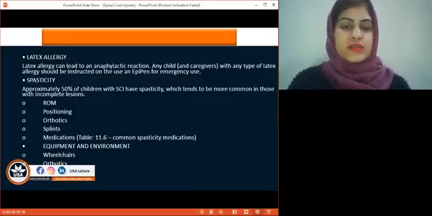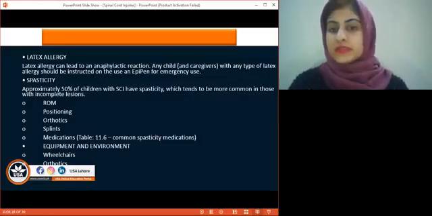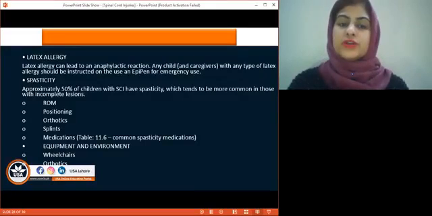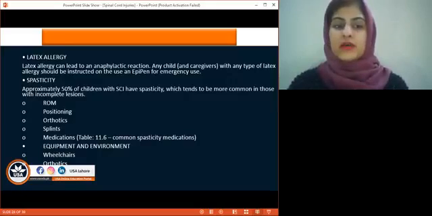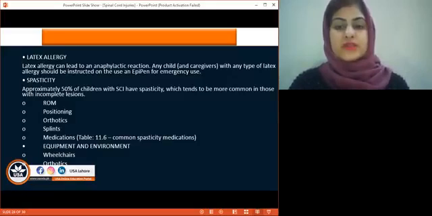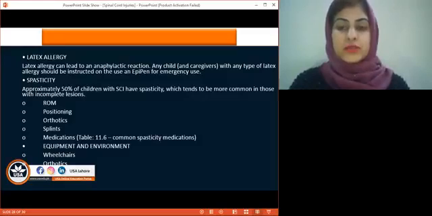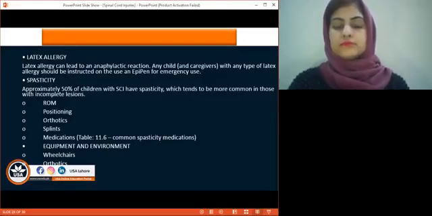In case of spasticity, approximately 50% of children who have spinal cord injuries are going to suffer from spasticity. This is more common in children who have incomplete lesions. So all you can do is improve the range of motion, maintain proper positioning, use orthotic devices, splinting may be done, and medications to treat the spasticity can be given. Equipment and environment are both to be focused on, and wheelchairs can be arranged and orthotics are important.